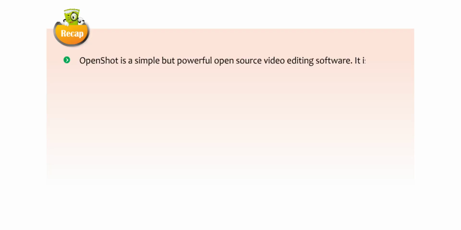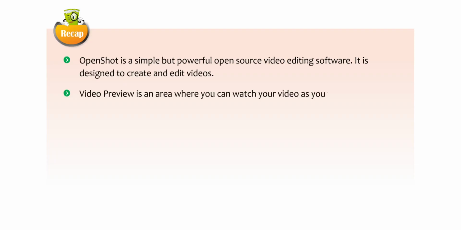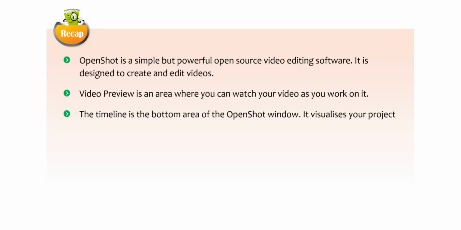Okay students, let us take a recap of this chapter. OpenShot is a simple but powerful open source video editing software. It is designed to create and edit videos. Video preview is an area where you can watch your videos as you work on it. The timeline is the bottom area of the OpenShot window. It visualizes your project in a graphical way.